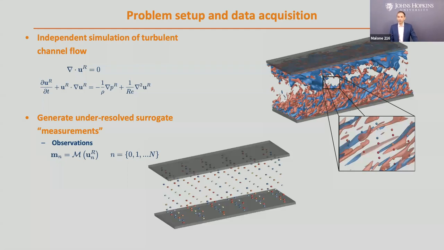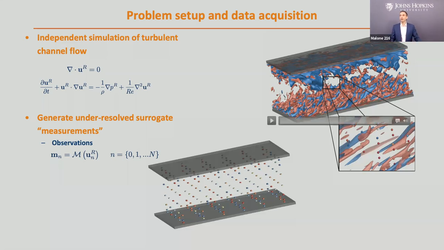So to generate measurements, we're not working with physical measurements. We're going to do a surrogate experiment. So basically I will perform an independent numerical simulation, a very resolved DNS. I will call this here UR, which will be our true flow, or the real flow, which will be unknown to us. We'll extract observations and then we'll forget that we know the solution. Ultimately, we'll compare to it to see how well we've done. But for now, we just perform this experiment and collect observations.